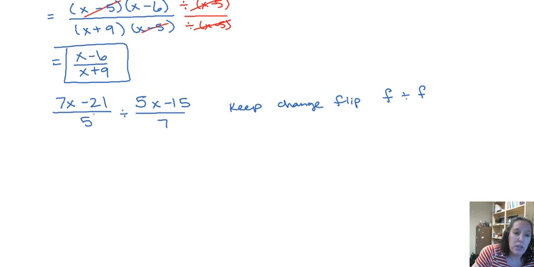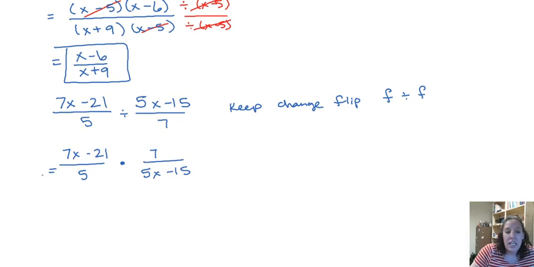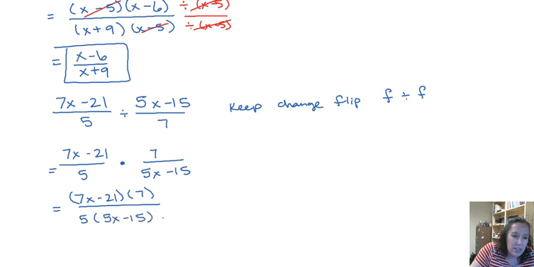All right, so we're going to keep the first one, so it will be 7x minus 21 all over 5. We're going to change the division to multiplication, and then we're going to flip the second fraction. And so we get 7 over 5x minus 15. Now when you're multiplying fractions, you multiply straight across, so this will be 7x minus 21 times 7 over 5 times 5x minus 15.